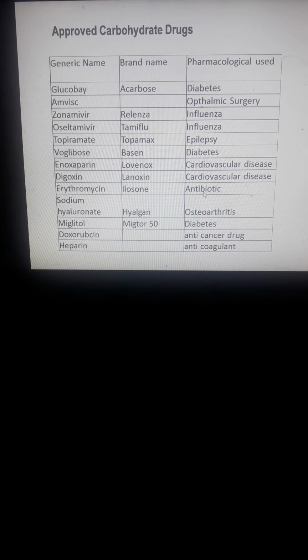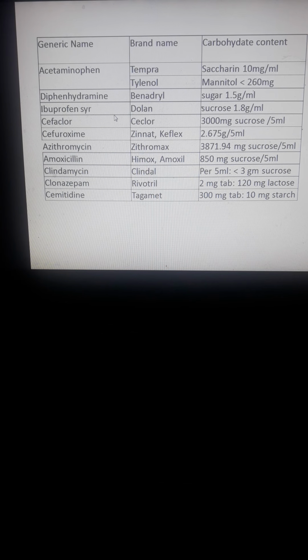Erythromycin, an antibiotic. Sodium hyaluronate, Hyalgan, for osteoarthritis. Miglitol, for diabetes. Doxorubicin and heparin: doxorubicin is anti-cancer, and heparin is an anticoagulant. So these are the uses.